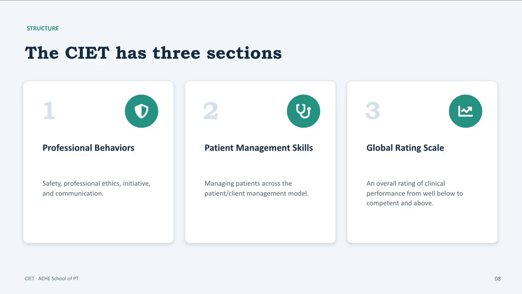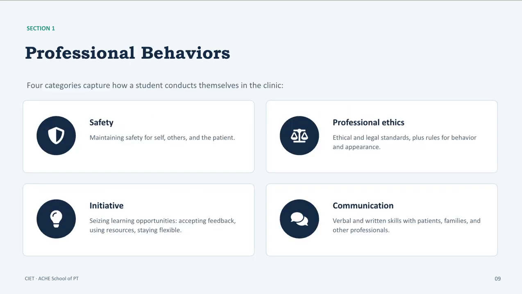The CIET is made up of 3 sections: professional behaviors, patient management skills, and an overall global rating scale of clinical performance. We will now explain each of these in more detail. The first section is professional behaviors. It is broken down into 4 unique categories: safety, professional ethics, initiative, and communication. Safety includes the ability to maintain safety for self, others, and the patient.